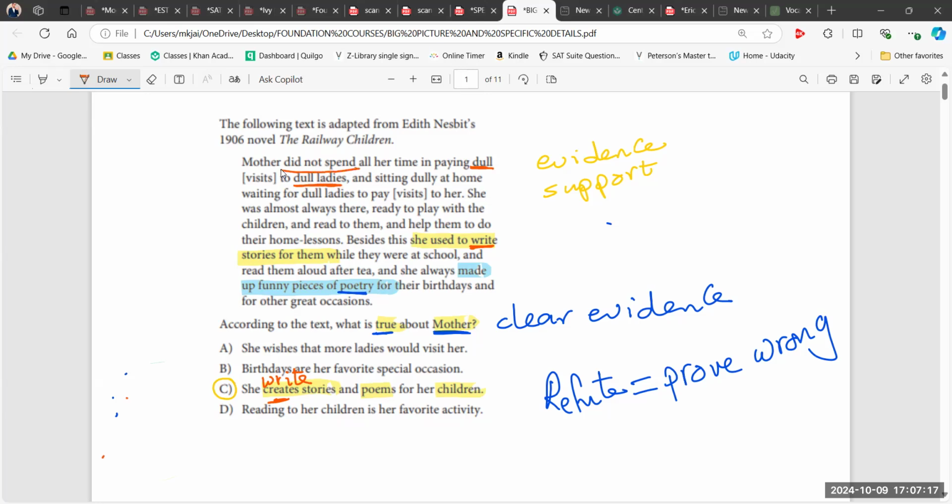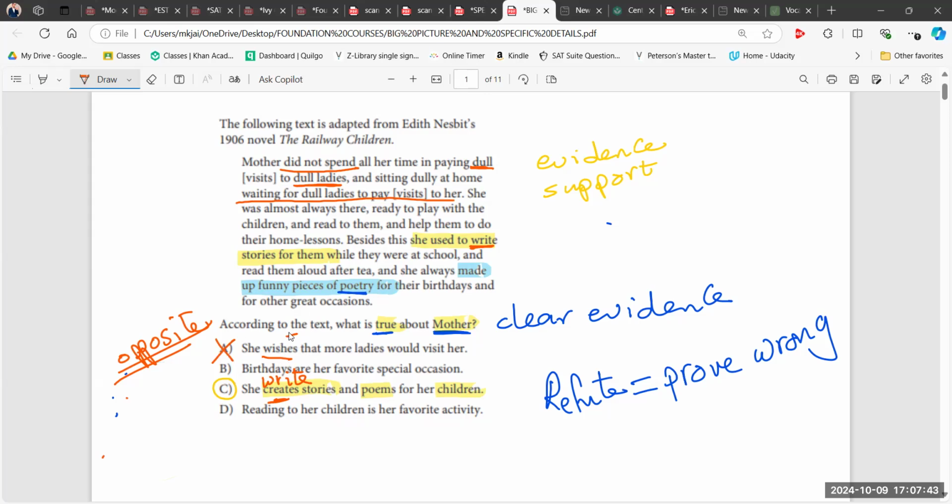She didn't spend. So what do I have? "She wishes that"? No, I've got the opposite. She doesn't prefer this. And sitting dully at home waiting for dull ladies to pay visits for her. So I've got the opposite. And when you think about the tone, when I say she wishes, what does it mean?